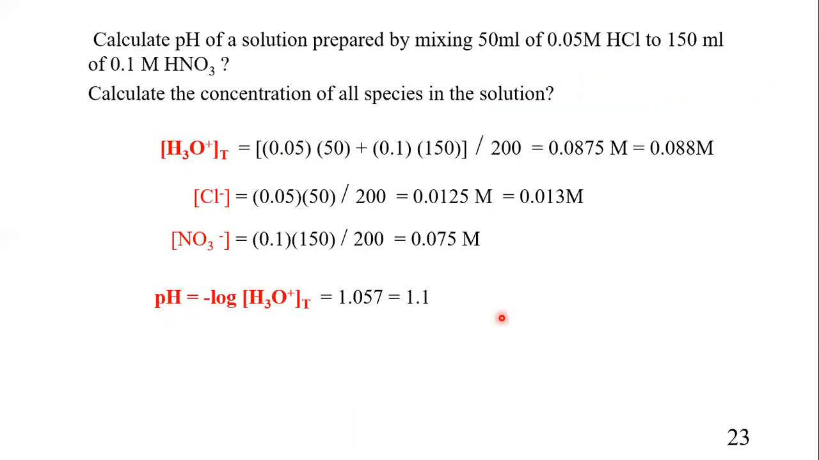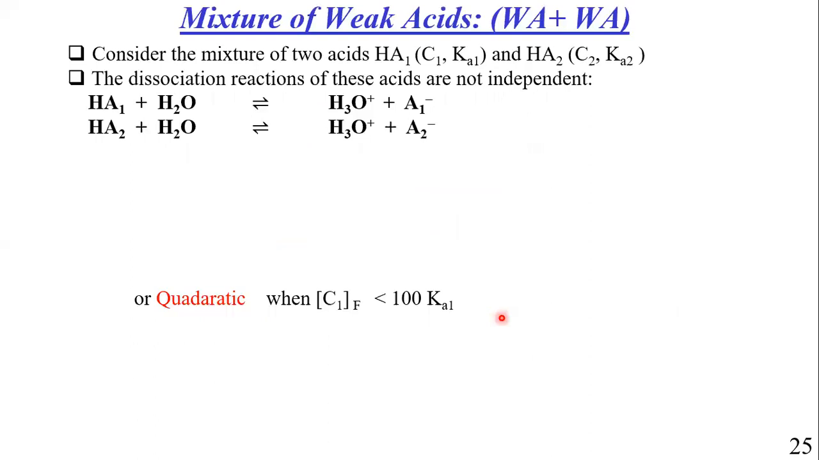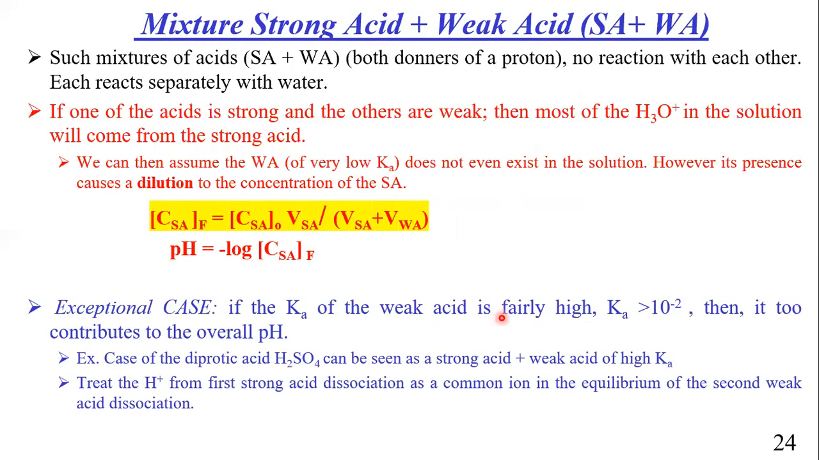There isn't an example in your textbook about mixtures of two strong acids. You can see why it's too simple. Okay. Now we're going to look at when I have a strong acid mixed with a weak acid.